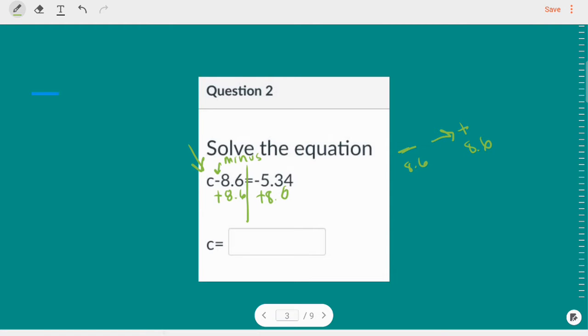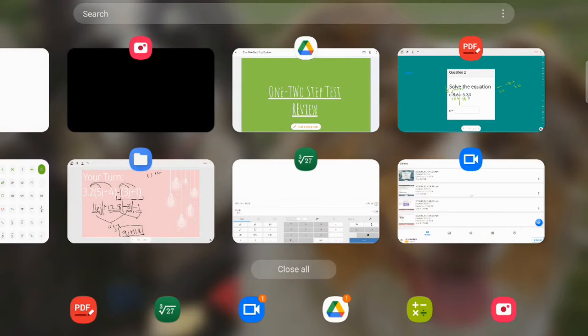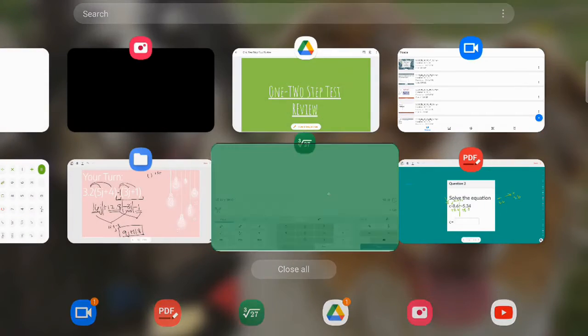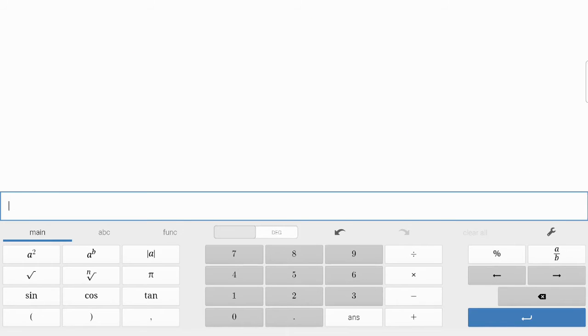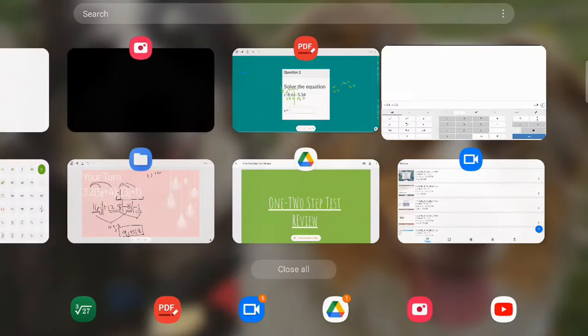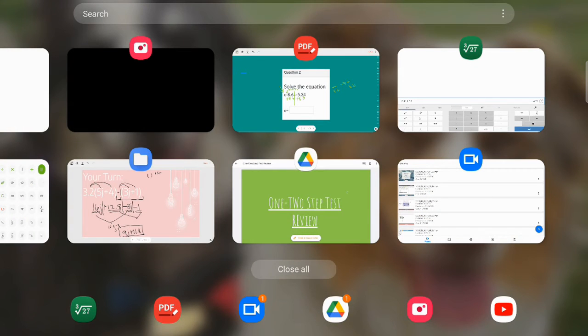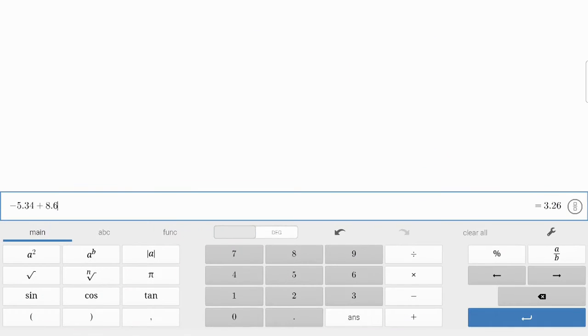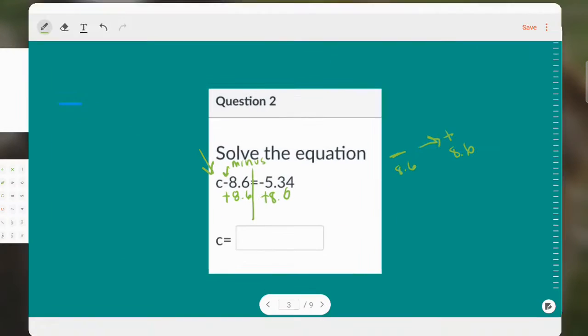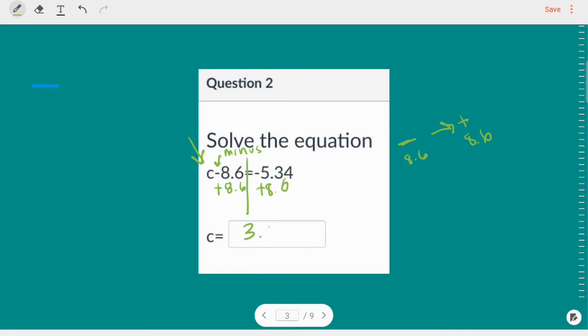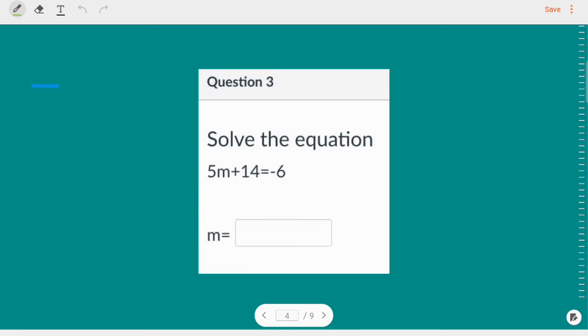So negative 5.34 plus 8.6 gives me a grand total of 3.26. And that's my final answer. Let's check the next one.